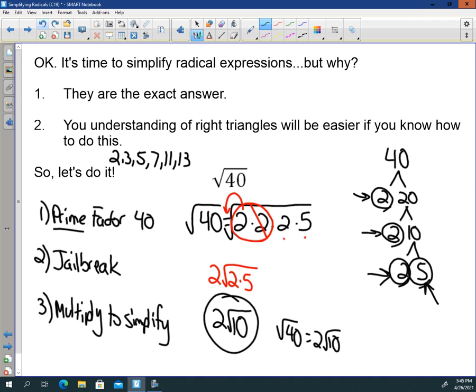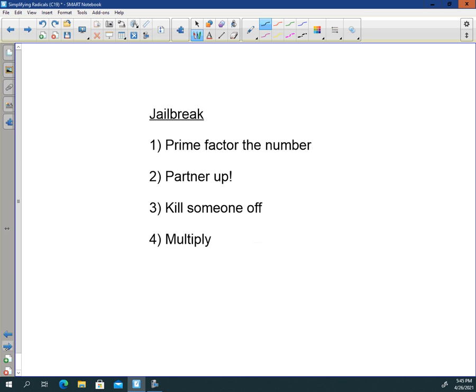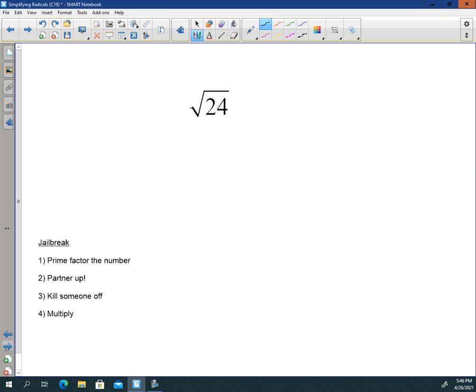All right, that's a lot to take in, so let's do it again. The bottom line here is that you're going to be prime factoring the number that's under the radical. Then you're going to be partnering as many numbers as you can up, and then you're going to be killing one of them off, and then everybody who has a partner who died goes to the outside, and then you multiply to simplify.